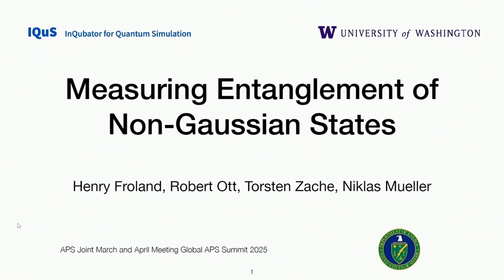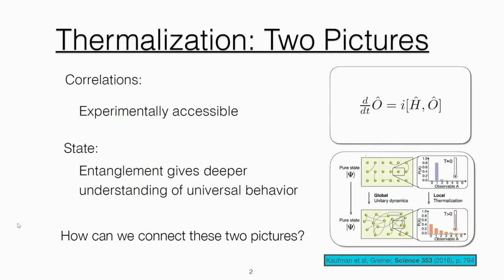Hi, I'm Henry Frohlan at the Incubator for Quantum Simulation at the University of Washington, and today I'm going to talk about measuring entanglement in non-Gaussian states. So we're all interested in quantum simulation, and one of the key applications of current quantum simulators is studying the real-time dynamics of quantum systems. And in particular, studying thermalization, or how these systems reach equilibrium after you evolve them for some time.